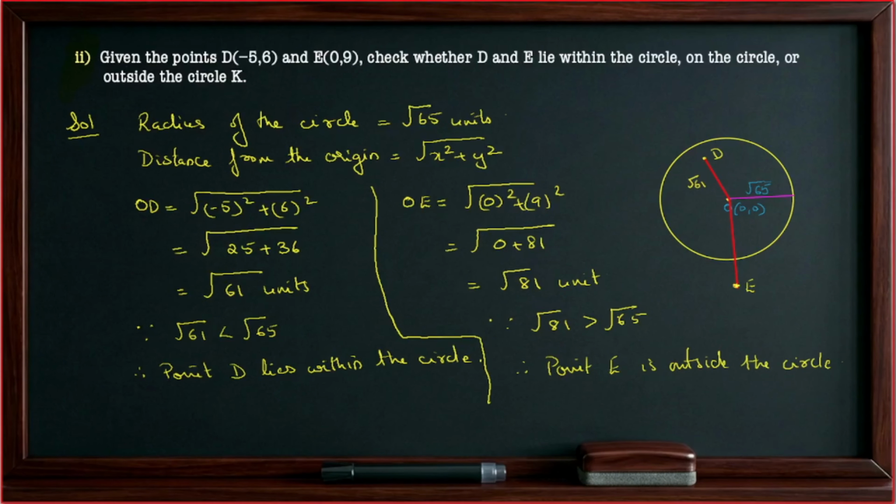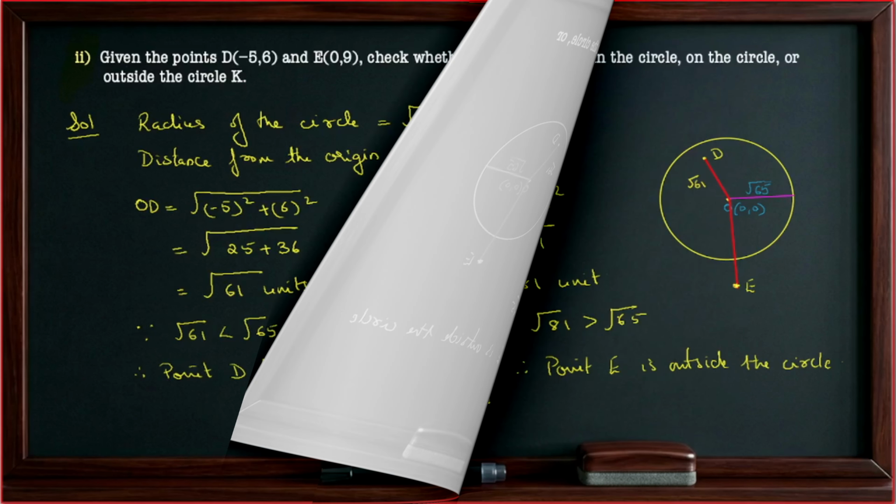I hope you understood this. It was very easy, right? To find whether these 2 points were inside the circle, on the circle, or outside the circle. So, using the distance from the origin formula, root x square plus y square, we could easily find out the answer.